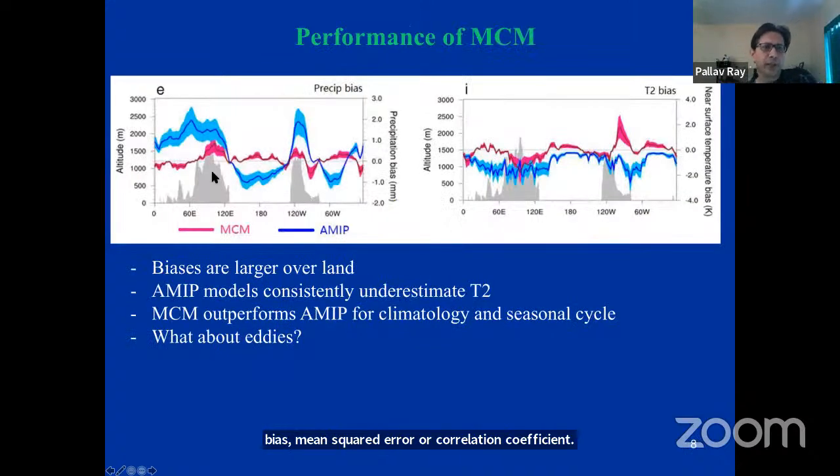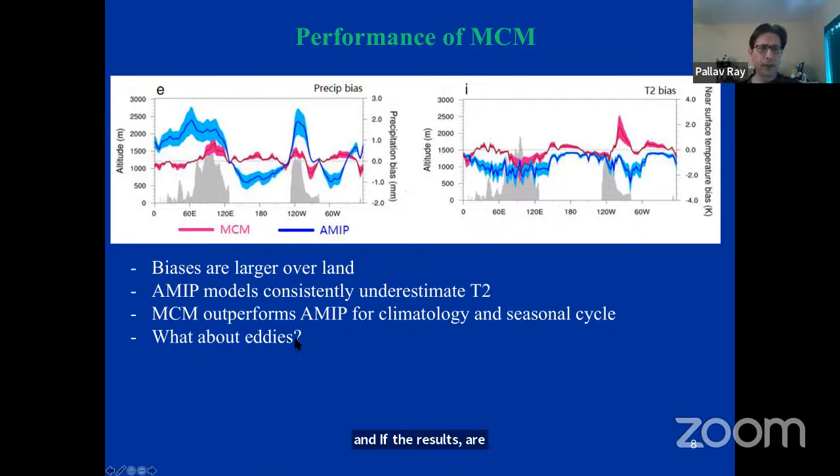Next, what I show here is the longitudinal distribution of precipitation bias. The x-axis is longitude, and on the y-axis you see precipitation bias. This gray shading is just the topographical cross-section. There is a faint gray line which shows the zero bias line, and you can see that the red line is much closer to this gray line compared to this blue line, which is coming from AMIP. So it's very clear that MCM performs better than the AMIP simulation, particularly over land. If you look at the 2-meter temperature, you notice that there is an underestimation of 2-meter temperature by AMIP models, and again the MCM performs better. Overall, MCM outperforms AMIP for climatology and seasonal cycle, and we have looked into many other variables and processes, and the results are consistent.